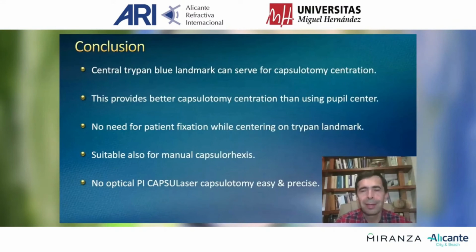To conclude, center trypan blue capsule landmark can serve for capsulotomy centration, and this method is better over the centration to pupil center. There is no need for patient fixation during the procedure because we know that the capsule landmark is within 0.06 millimeters mean from optical axis. It's also suitable for manual capsulorhexis, and no PI CAPSULaser capsulotomy is easy and precise, and we are really happy we were able to simplify the method this way.